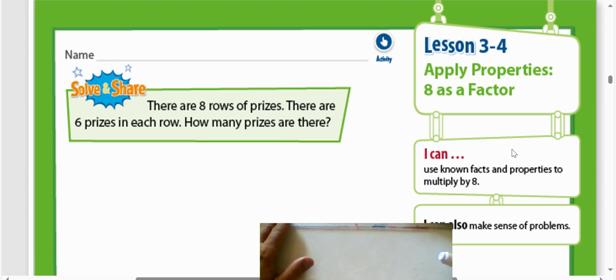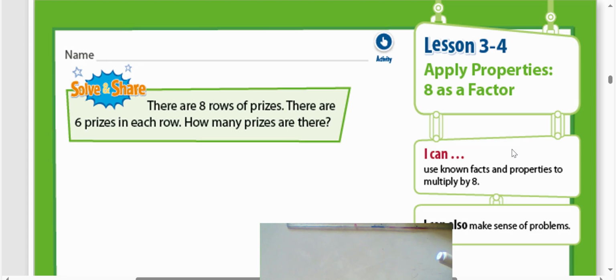Grade 3. Today we'll explain from enVision Math, volume number 1, topic 3, lesson 4: apply properties, 8 as a factor. We know 8 times 8 equals 64, and 8 equals 2 times 4. We can replace using commutative properties: 2 times 4 equals 8, or 4 times 2 equals 8. Today we'll explain the factors of 8.